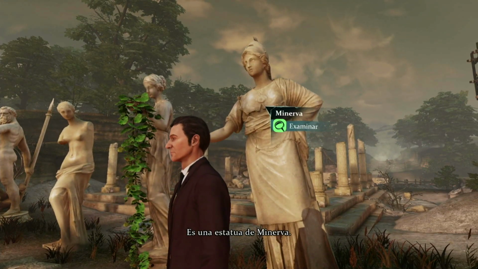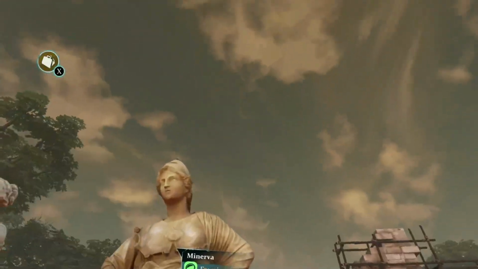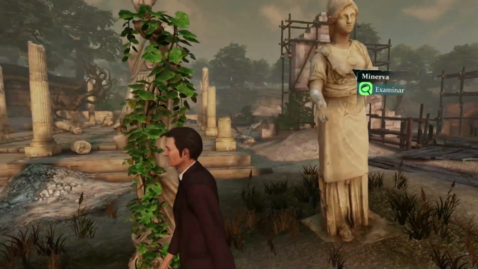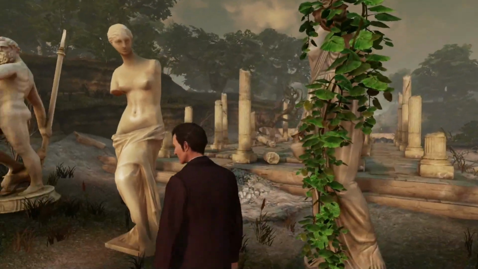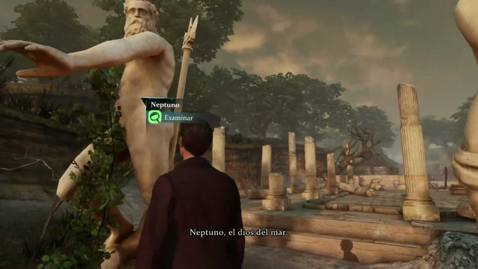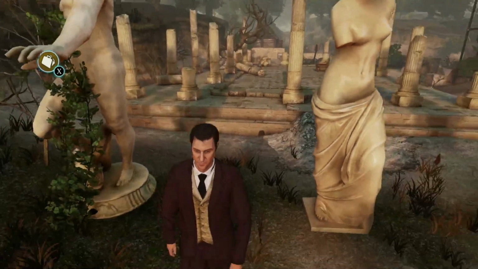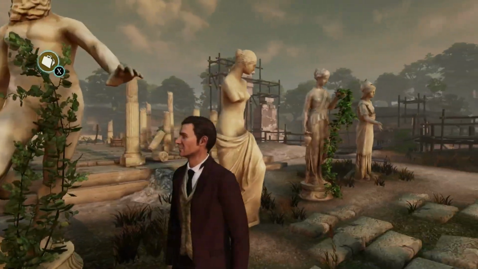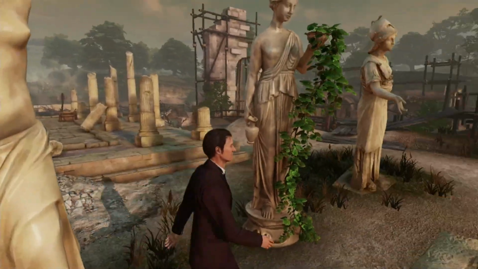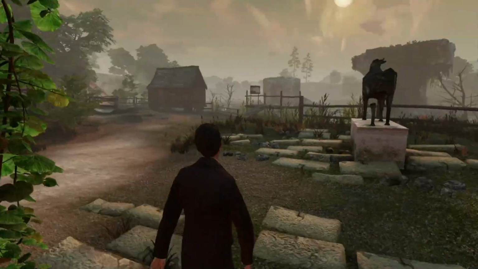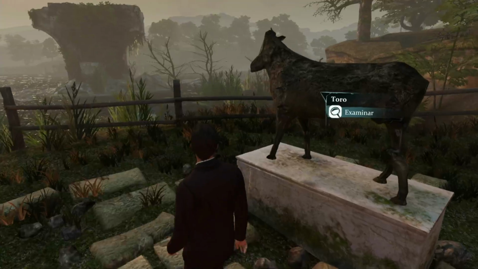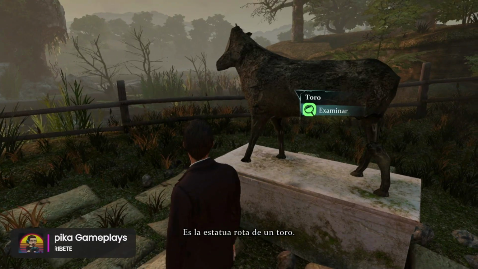It is a statue of Minerva. Neptune, the god of the sea. It is a broken statue of a bull.